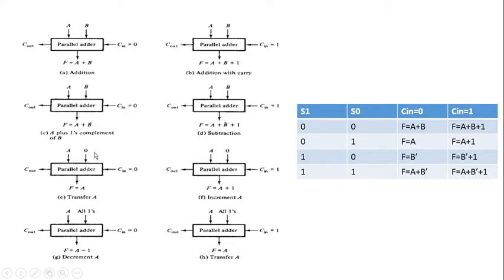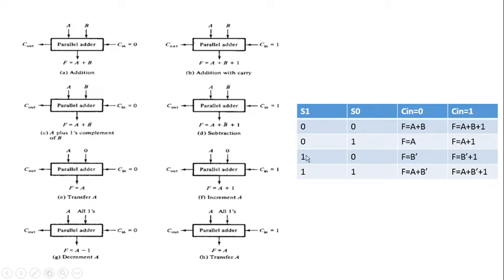What is the input configuration for these two combinations? Here the input configuration is that the X input must be A itself and the Y input must be full of zeros, right? So in order to get such an output combination with Cin equal to 0 and Cin equal to 1, we need the X input of this parallel adder as the A input itself and B as full of zeros. Okay, so consider the next case.